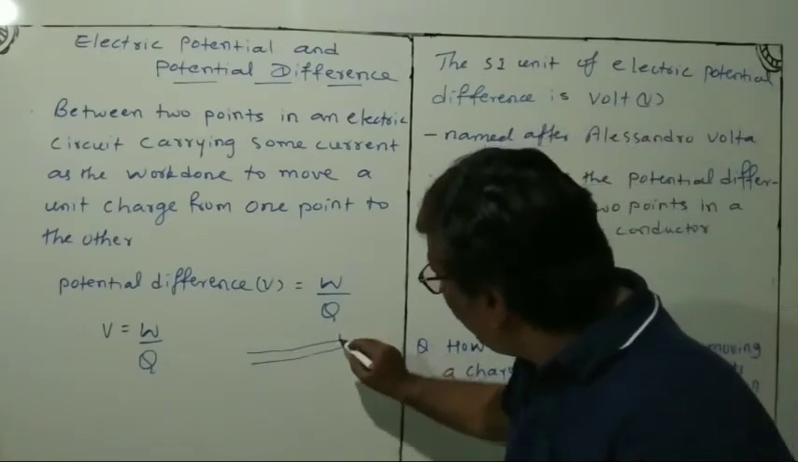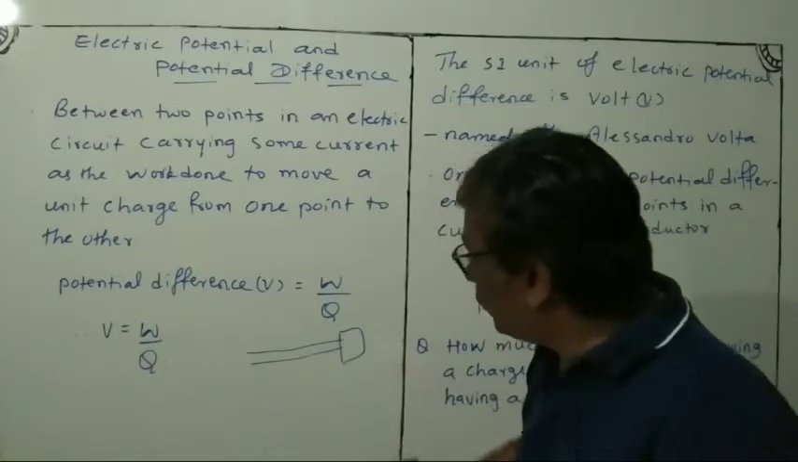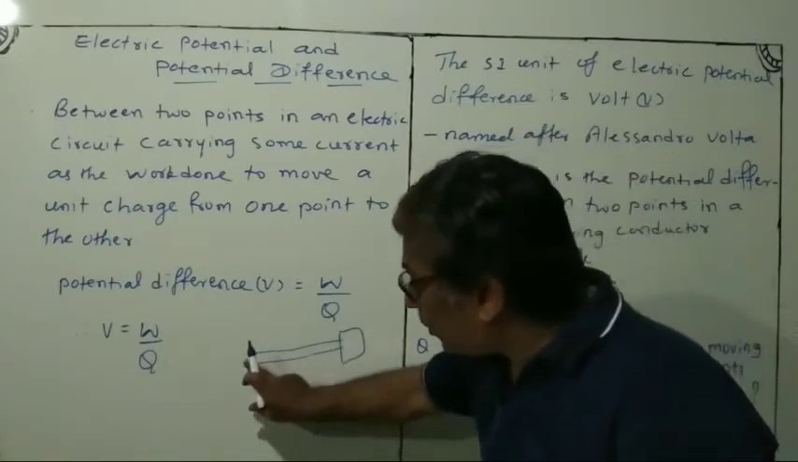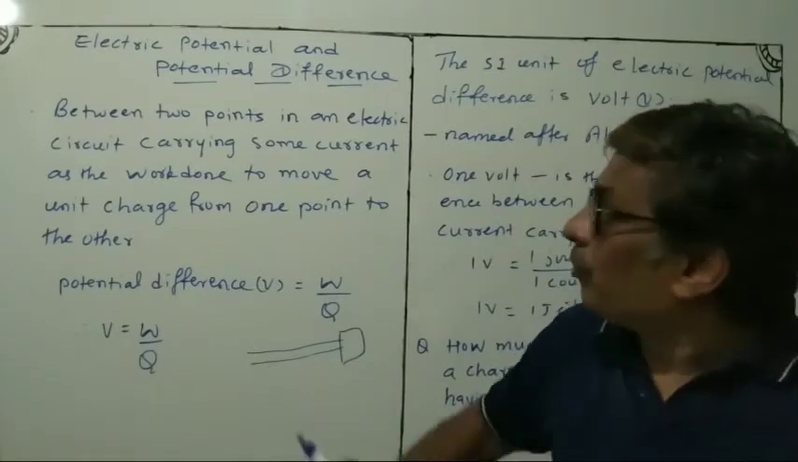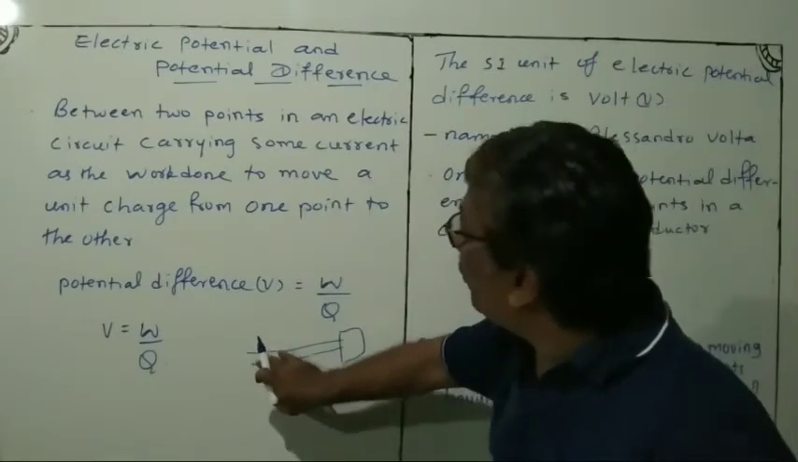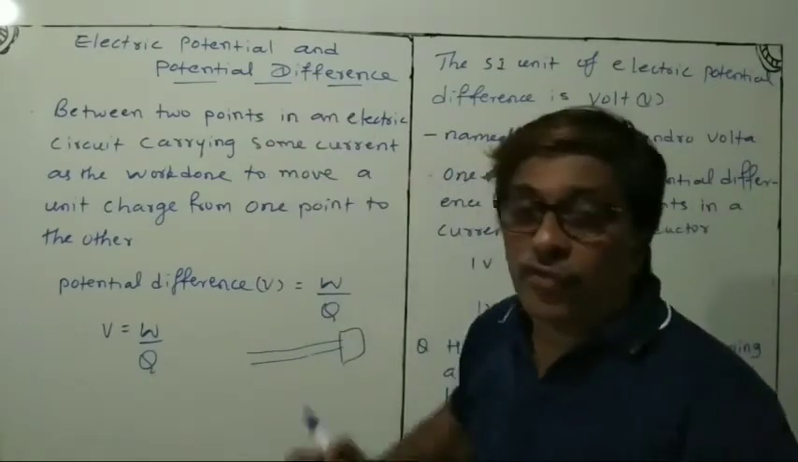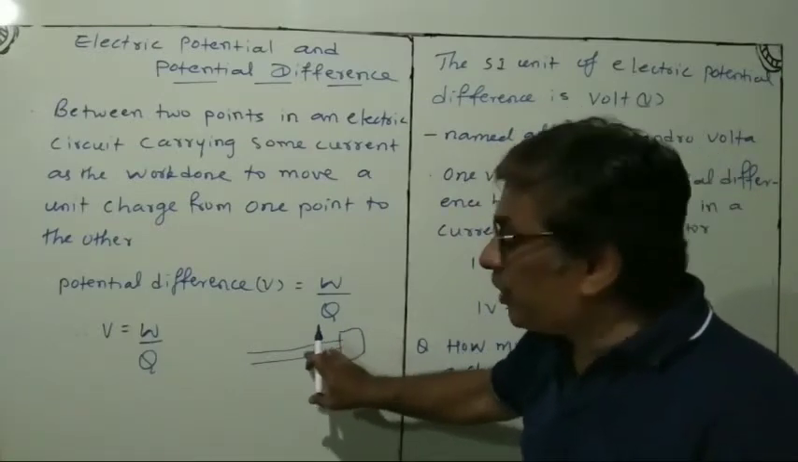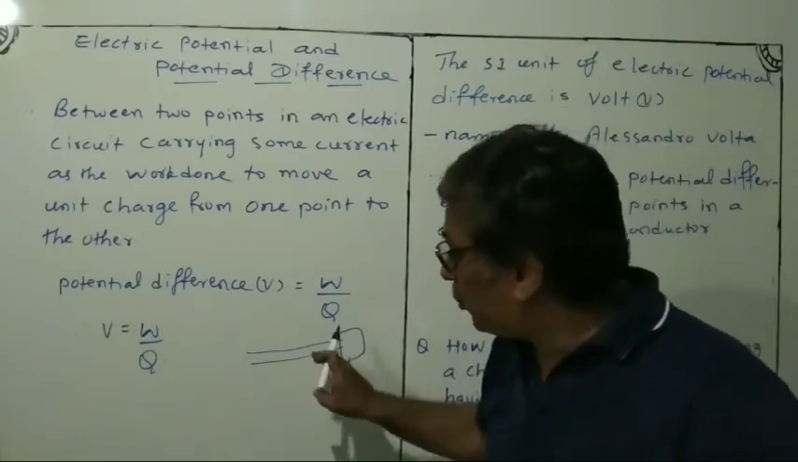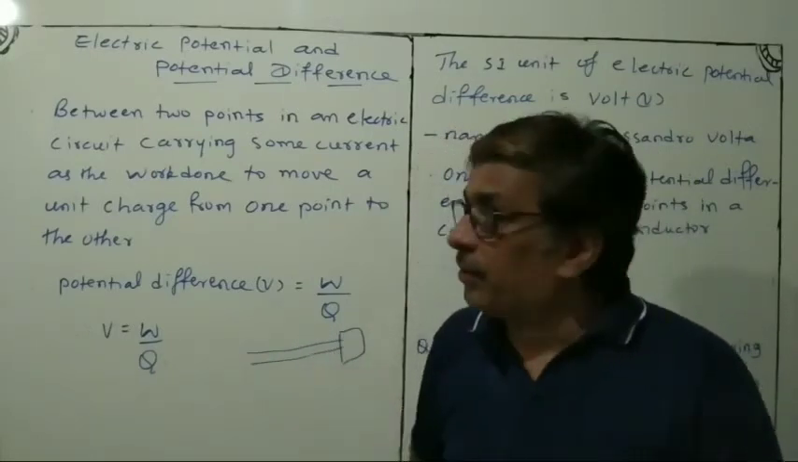Okay, if we connect it to our electric source, then if you touch this, you will get a shock. Why? Because in this wire, it creates a potential difference. So due to this, you will get the shock, because the electricity is moving there.